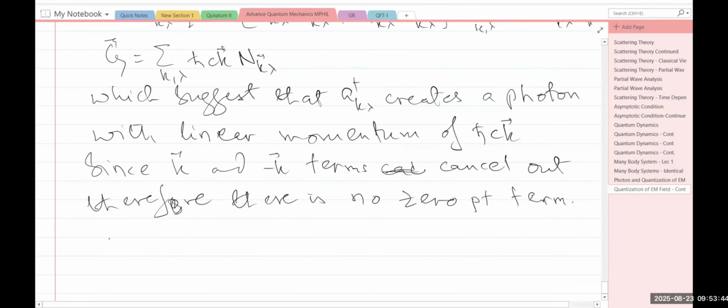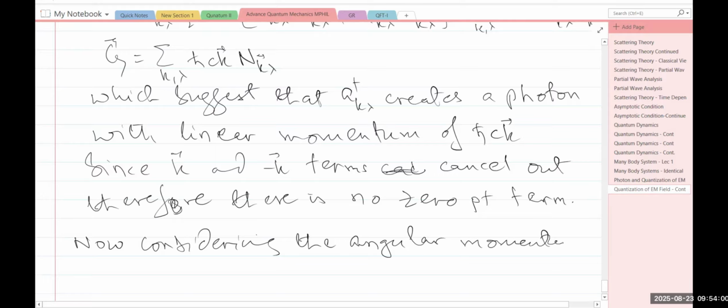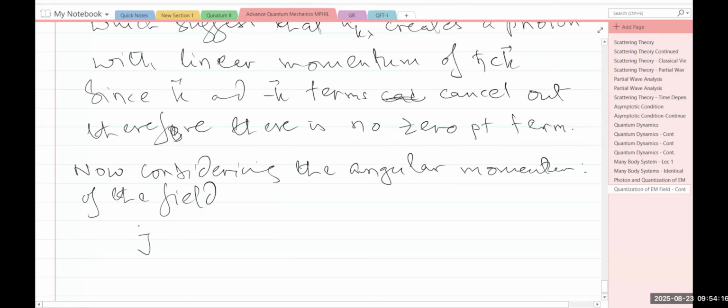Now considering the angular momentum of the field, let's represent this angular momentum with the J vector, which is equal to 1 upon 4πc times an integral over the 3-space of the cross product of R with E cross B.